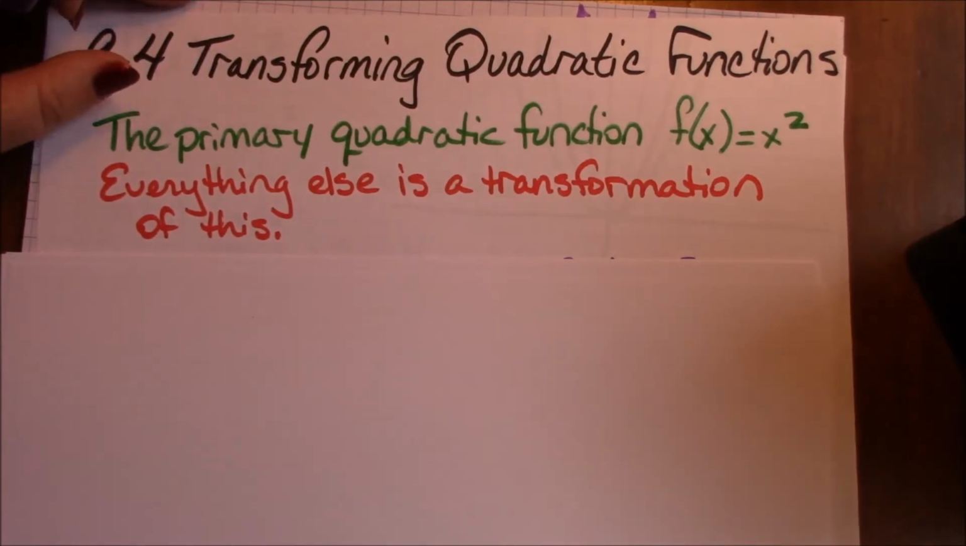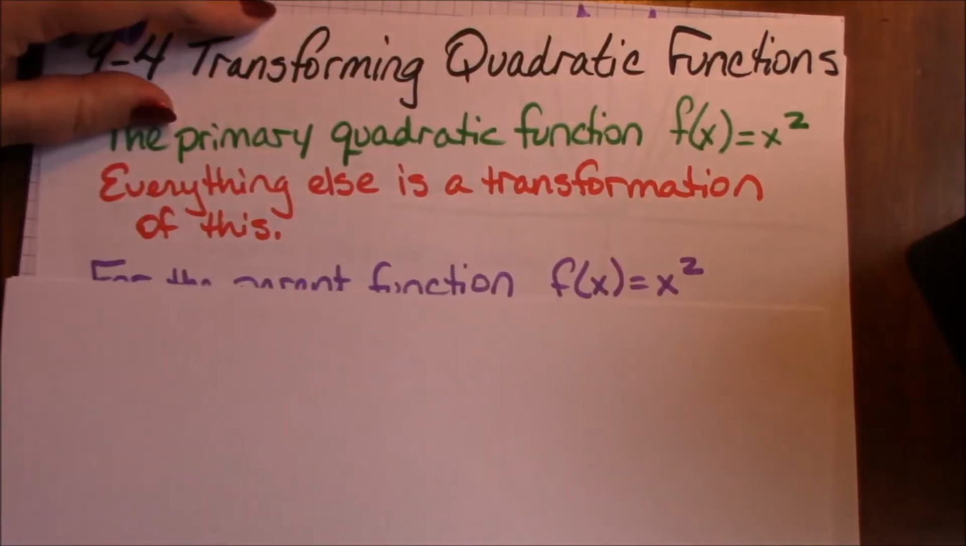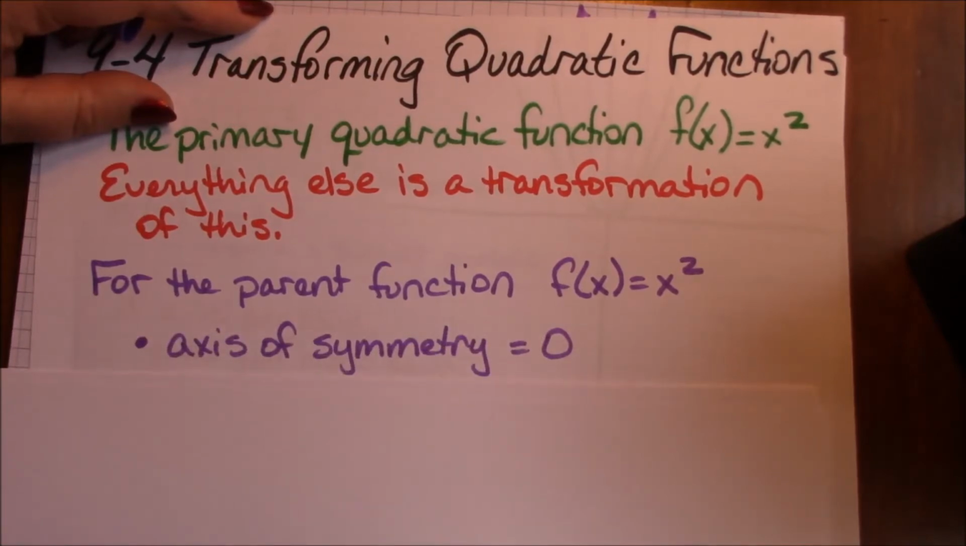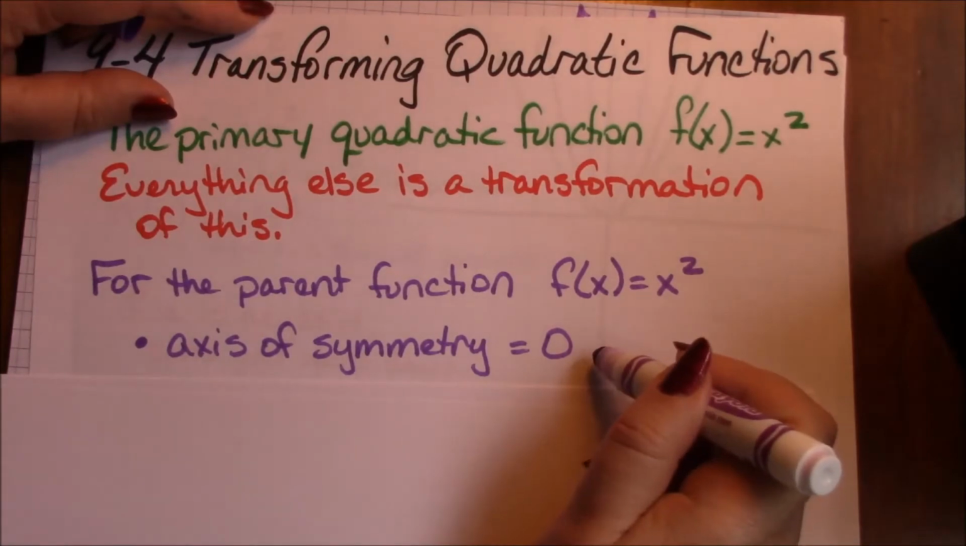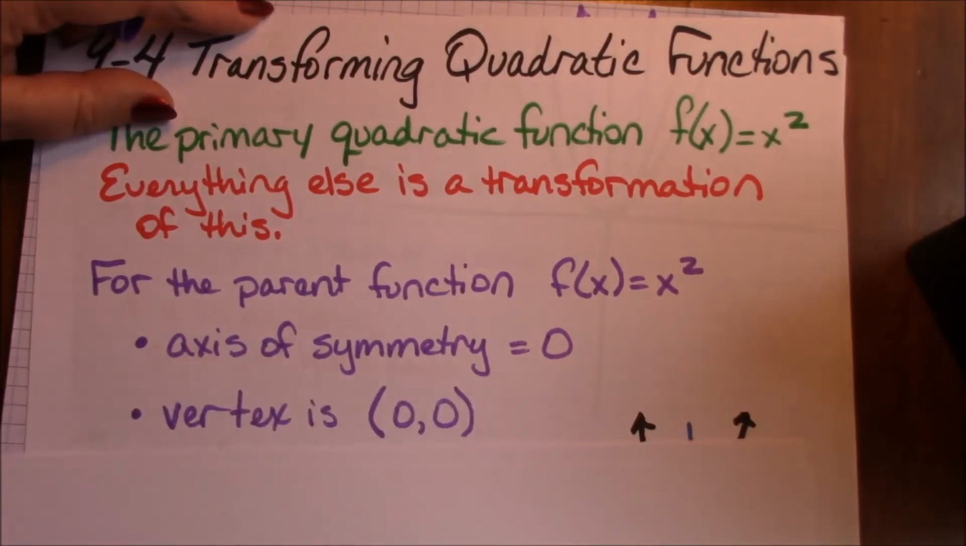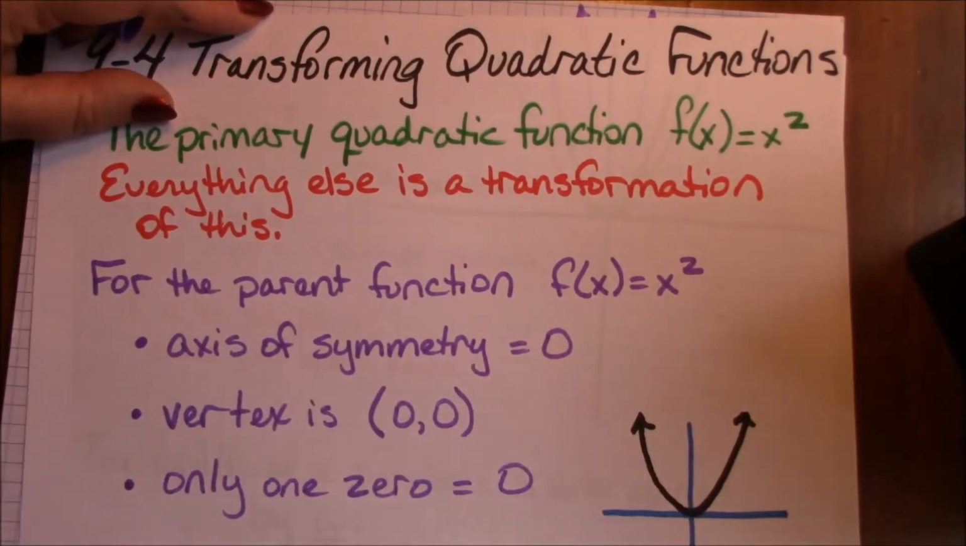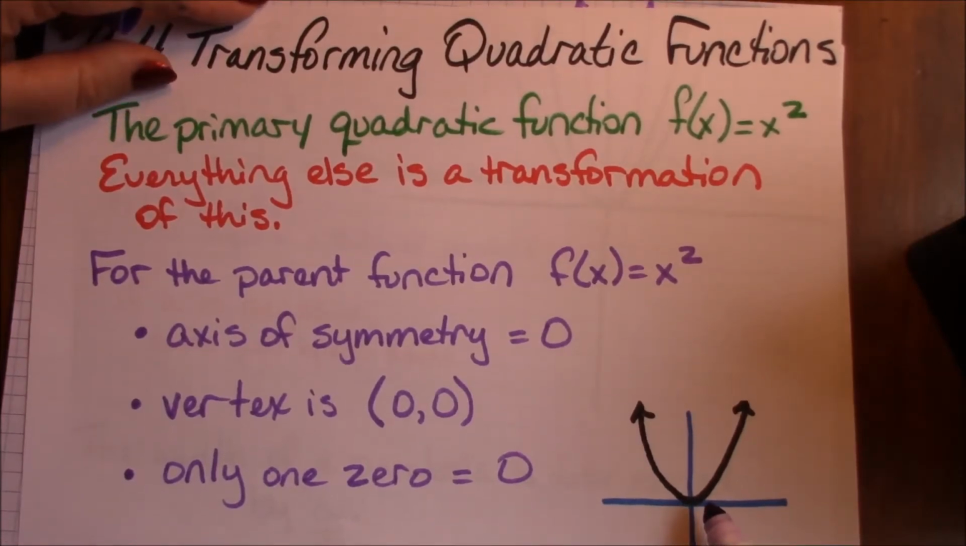Everything else that we see, every other quadratic function, is a transformation of this. So the parent function is f of x equals x squared, and for this the axis of symmetry when we graph it is 0, and the vertex is 0, 0. It only has one zero, which is 0, 0. It only crosses the x-axis once, so it crosses at this point.